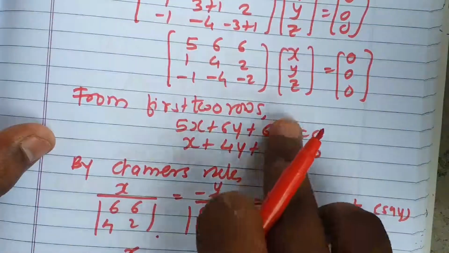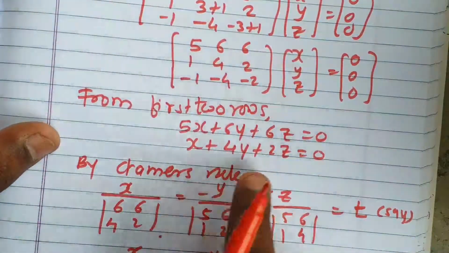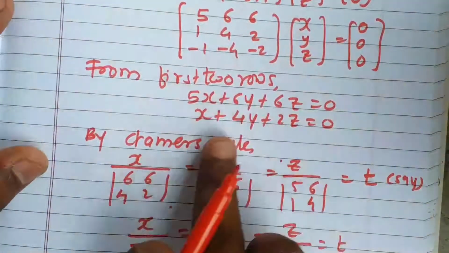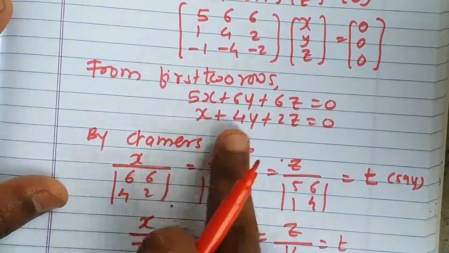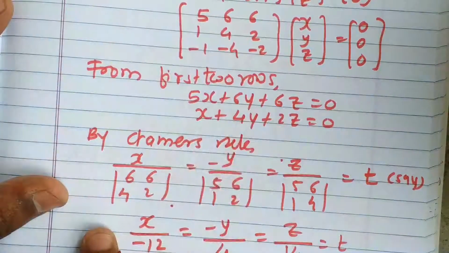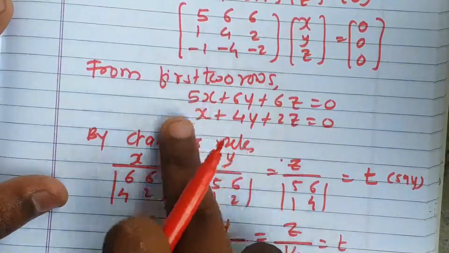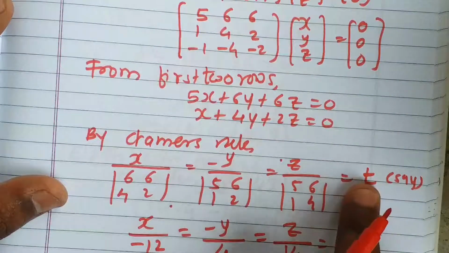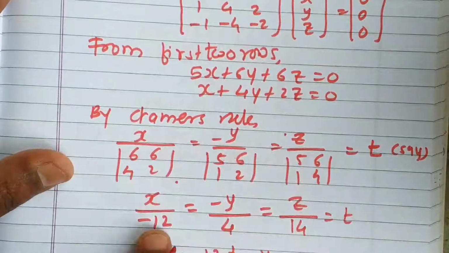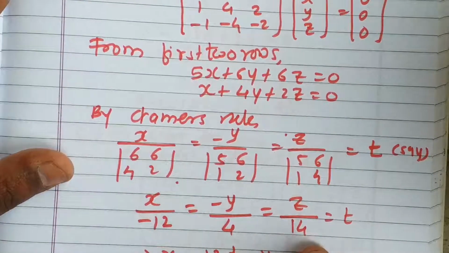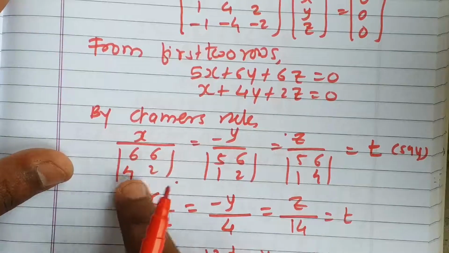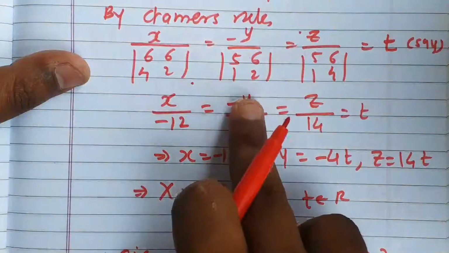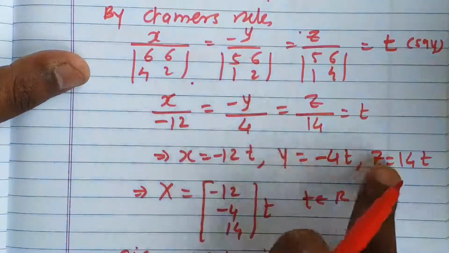Once we write these two equations separately, we are going to use Cramer's rule. We must have two different equations here, then only can we apply Cramer's rule. After applying Cramer's rule, which we have also discussed, x upon the determinant of [6 6; 4 2], minus y upon the determinant of [5 6; 1 2], z upon the determinant of [5 6; 1 4], equated to t. After calculating the determinants, you will get the values minus 12, 4 and 14, and if you do the cross multiplication, you will get x equal to minus 12t, y equal to minus 4t, and z equal to 14t.